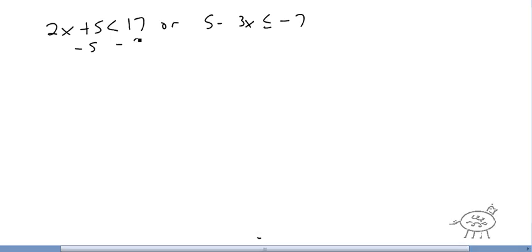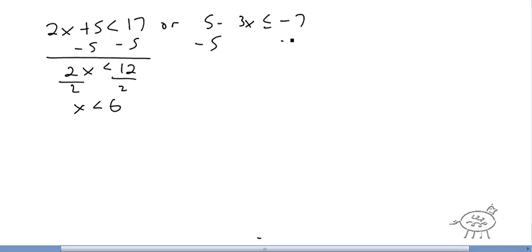And we have 2x plus 5 is less than 17, or 5 minus 3x is less than or equal to negative 7. So we're going to subtract 5 from both sides. So you get 2x is less than 12. Divide by 2. x is less than 6.